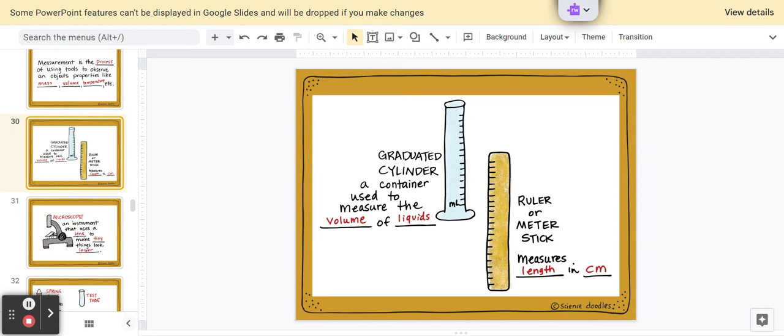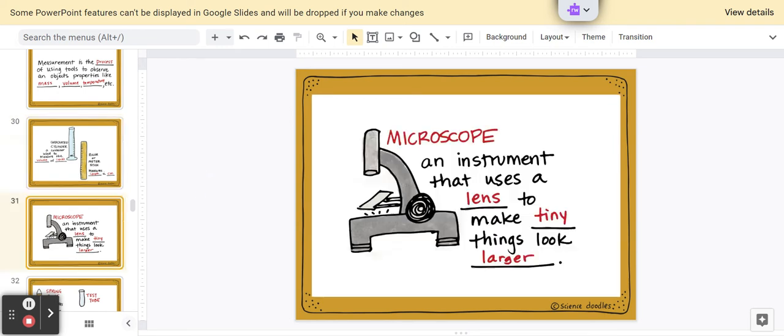Don't forget, you're going to have to turn your paper sideways to get these words copied. Then, a ruler or meter stick. It measures length in centimeters. You can also add that it measures in inches. We're going to be doing both centimeters and inches. Okay, that's everything for that side. If you need to press pause to make sure that whole side is completed, please do so. When you're finished, turn your paper over so we can take a look at the specific tools.